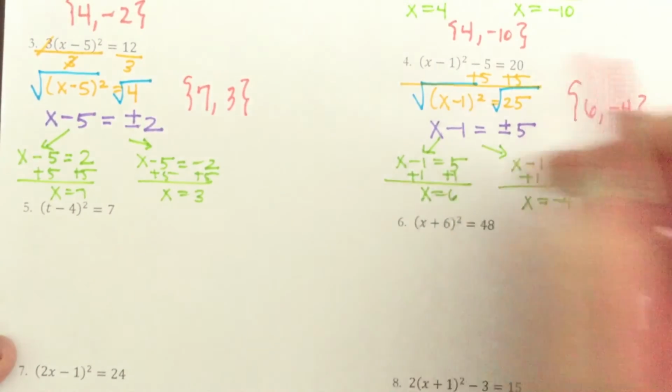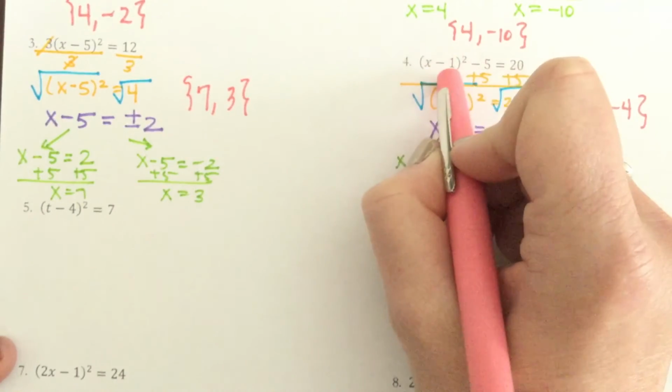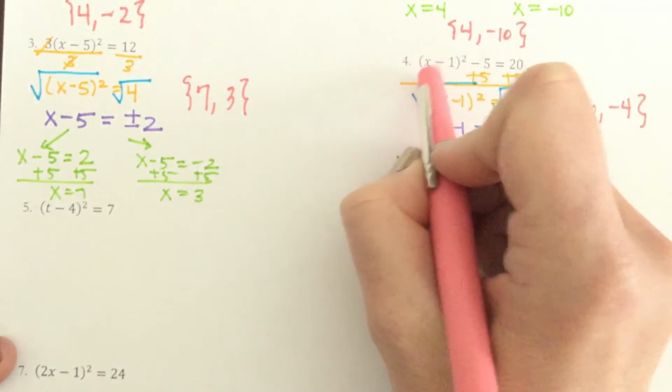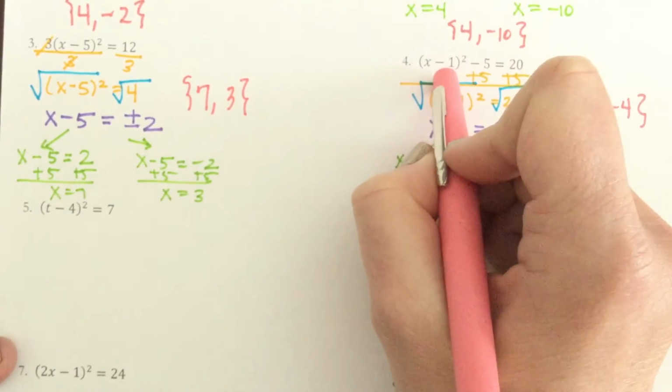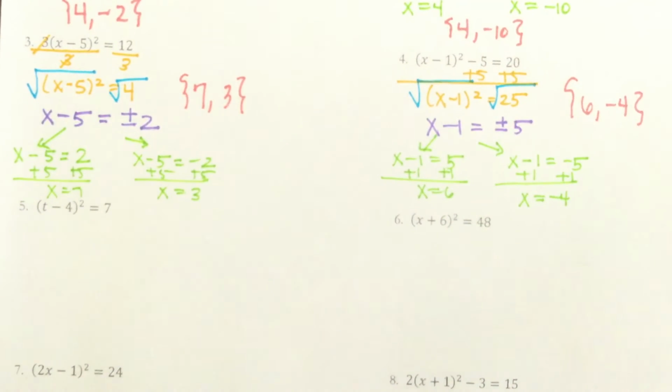A real quick mental check, 6 take away 1 makes 5. Squaring that, I get 25 minus 5 is 20. Negative 4 take away 1 makes negative 5. Squaring that, I get 25 minus 5 is 20.